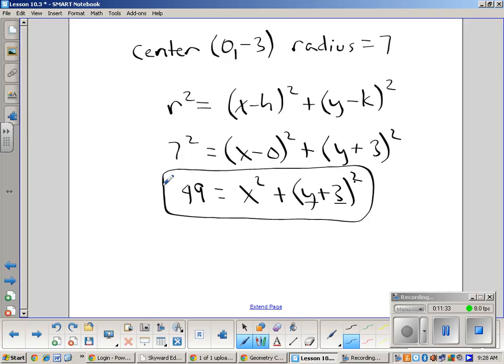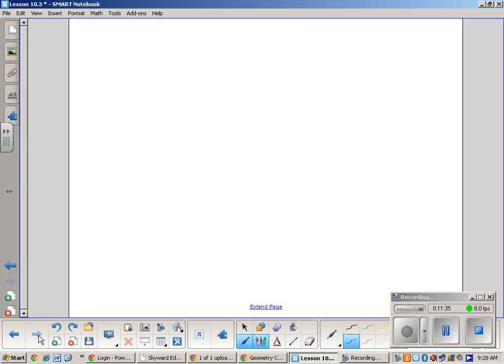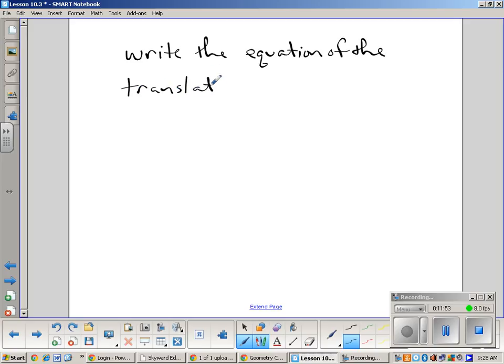So write the equation of, I'm looking at the second example there. Write the equation of the translation. What's translation mean? Slide. Translation means slide. So we take the object and we slide it around onto the coordinate plane.